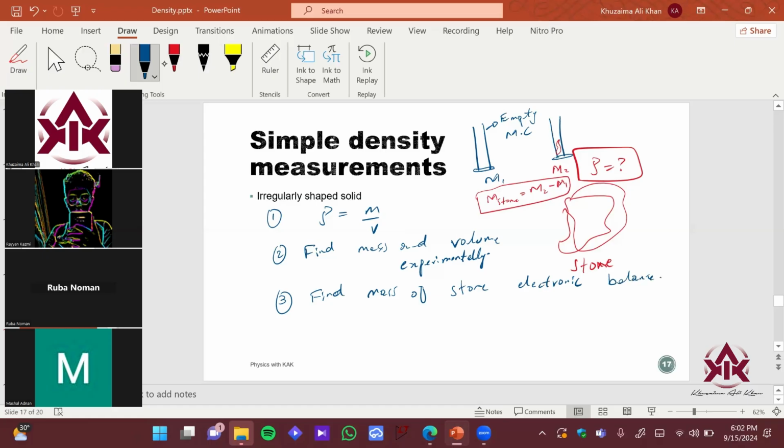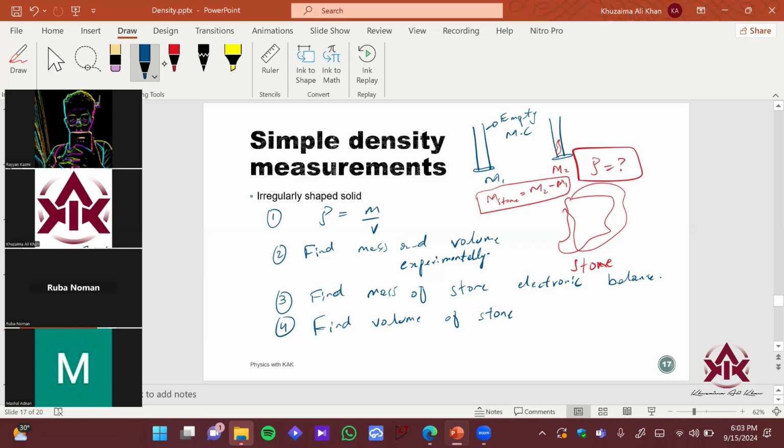Yes, that is also correct. Now I want to find the volume, right? How do I find the volume? I don't have any formula for it, it's an irregularly shaped object. How can I find volume now?